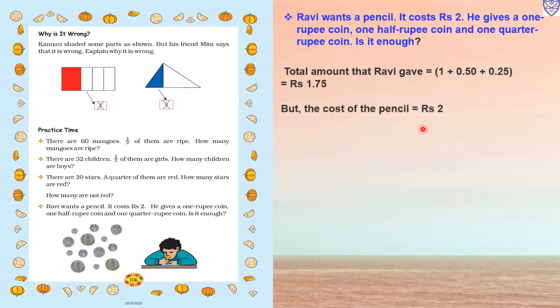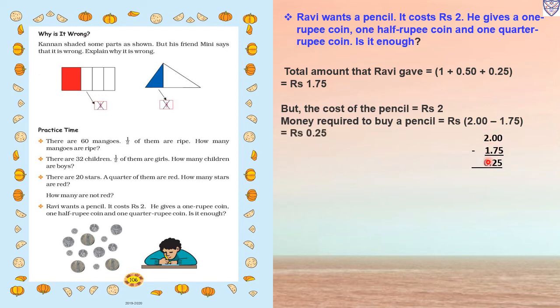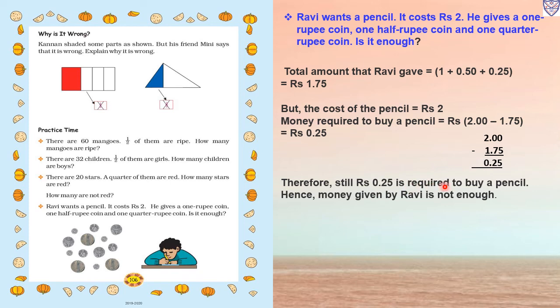But the cost of the pencil is rupees 2. So money required to buy a pencil equals rupees 2 minus 1.75. How much money is left now? 2 minus 1.75. So 0 minus 5 is not possible. So we have to borrow from 2. From 2 we will borrow 1, so it will become 10. So from 10 we will borrow 1, so it will become 10. So 10 minus 5, 5. And here 9. 9 minus 7, 2. And 1 minus 1, 0. So rupees 0.25 paise is left. Therefore, still rupees 0.25 is required to buy a pencil. Hence, the money given by Ravi is not enough.